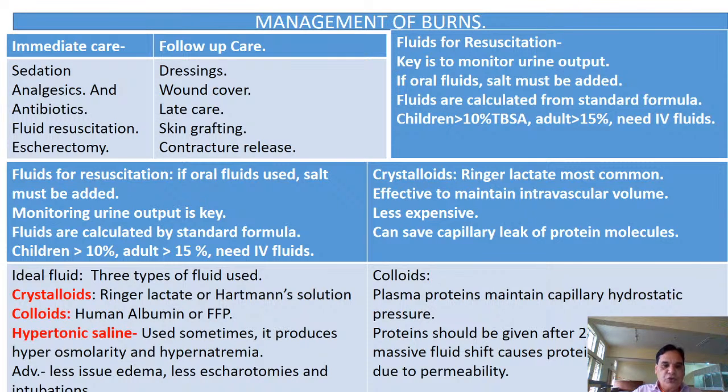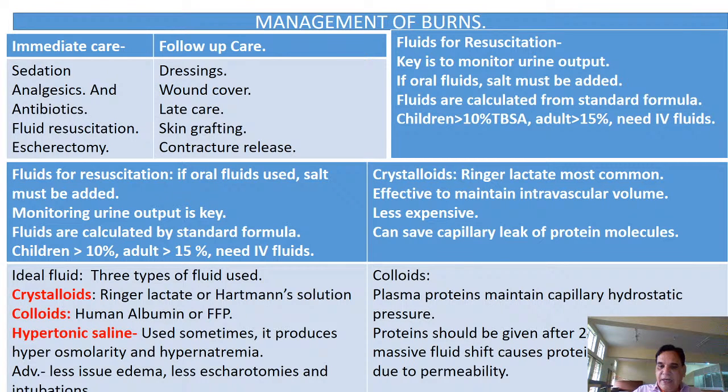So, what are the fluids used? If possible, use oral fluids. If you are giving oral fluids, there always has to be salt. Even the formula for rehydration is useful for that. So the salt must be added to the fluid. Monitoring of urine output is the key. Fluids are calculated by standard formula. In children above 10% and adults above 15%, IV fluids are needed.